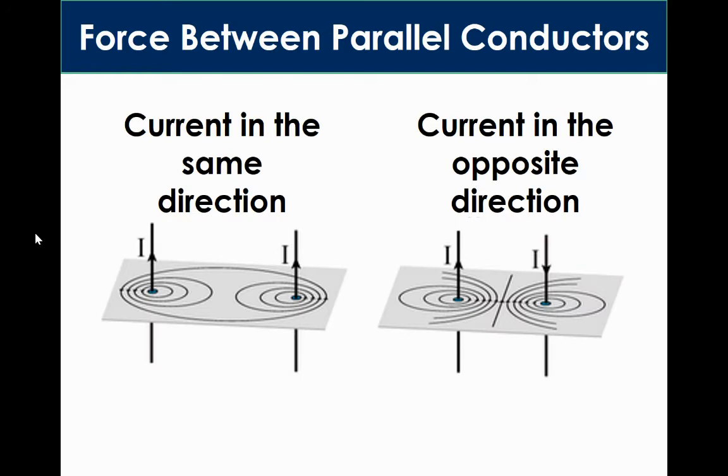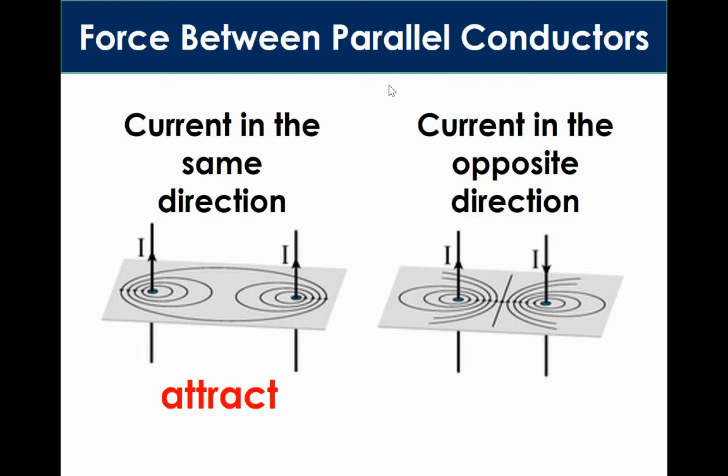Here we have two wires parallel to each other. We have current in the same direction on the left, current in the opposite direction on the right. Think to yourself, are these wires going to attract or repel? Pause the video now, think to yourself.